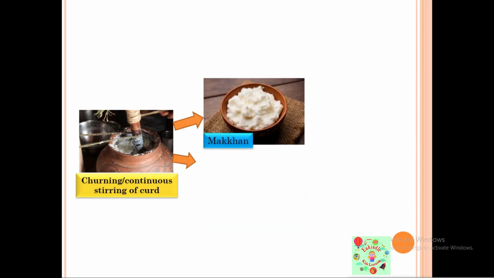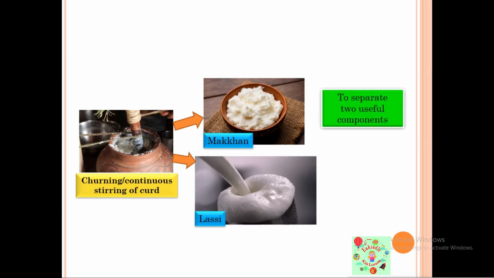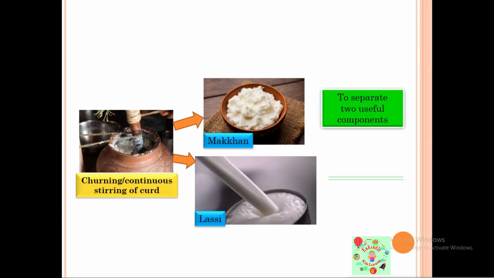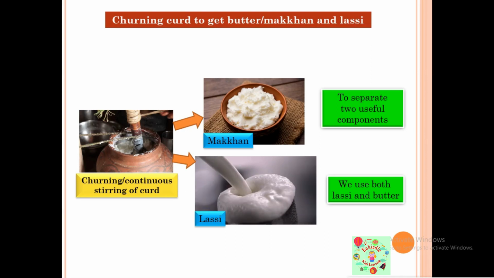Have you ever seen this at home? Churning of curds or continuous stirring of curd? Why is the curd continuously stirred? Because we get makhan and lassi by continuously stirring curds. This separation is done to separate two useful components. We use both makhan and lassi. We eat makhan and we drink lassi. Hence, it is separated by continuously stirring curds.